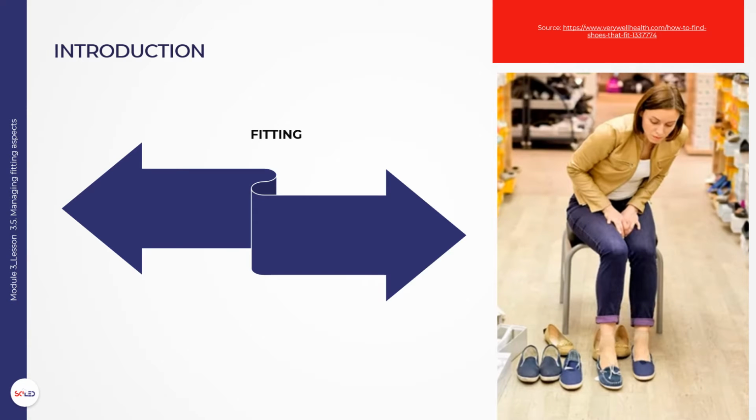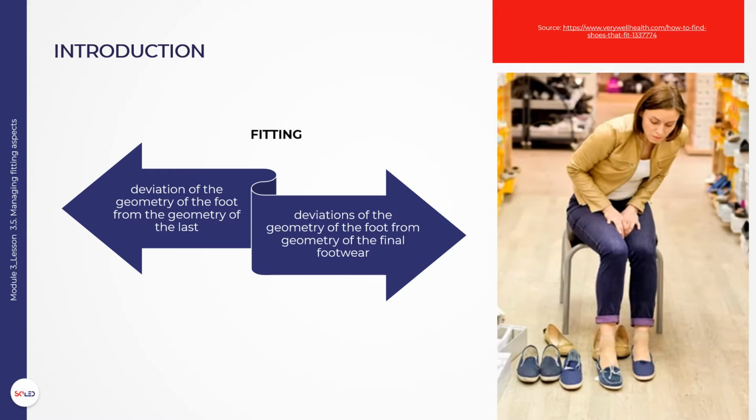Introduction. Understanding fitting requires understanding the geometry of the human foot, and then the geometry of a piece of footwear is related to the geometry of the last. Fitting is either managed as an issue of least deviations of the geometry of the foot from the geometry of the last, or as an issue of least deviations of the geometry of the foot from the geometry of the final footwear. Both approaches are used in industry.